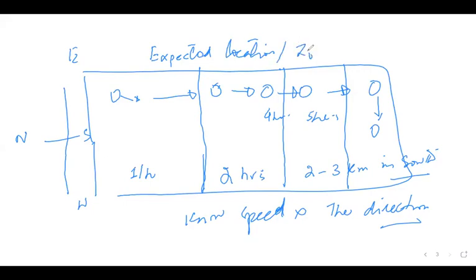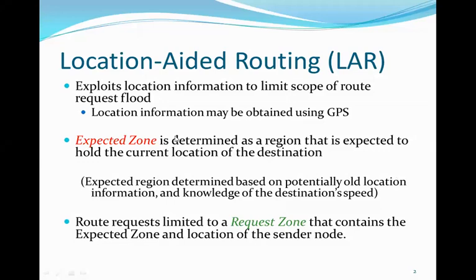So expected zone is actually the place where we can find out the node. Similarly, you can define the expected zone based on the mobility pattern of the node. Now moving next toward the slide, here you can see that the expected zone is determined as the region that is expected to hold the current location of the destination. So it is the place where you can easily find the node even after mobility.